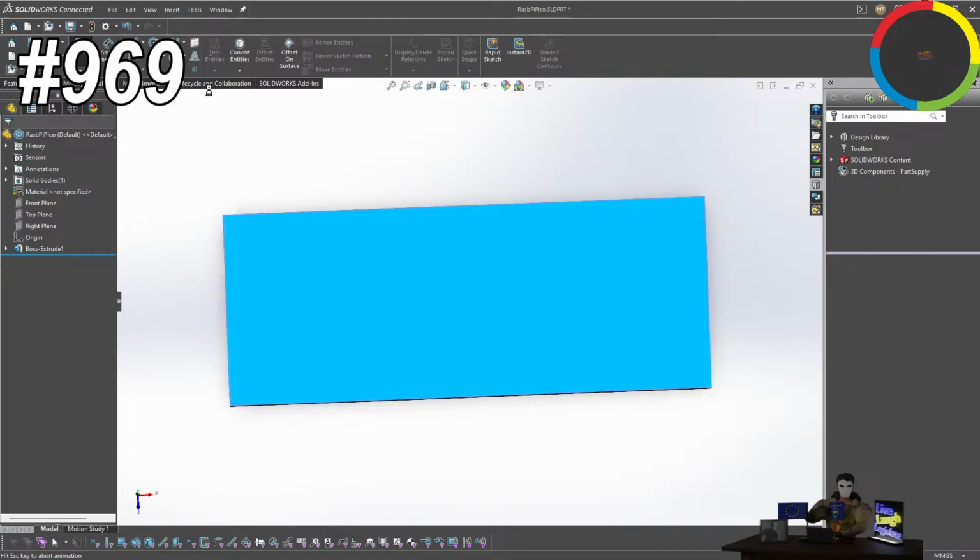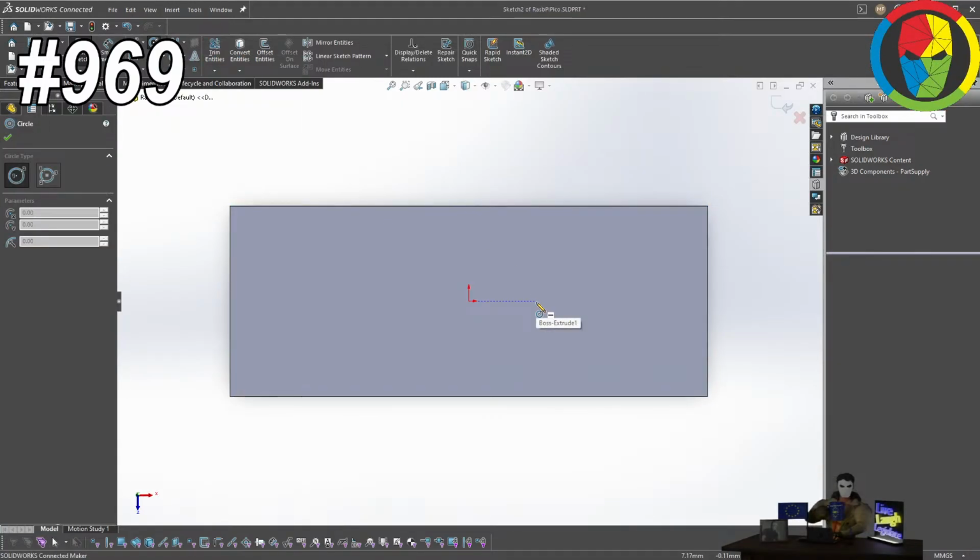Dimensions only. Then on top we're going to have the holes. So where are the holes?